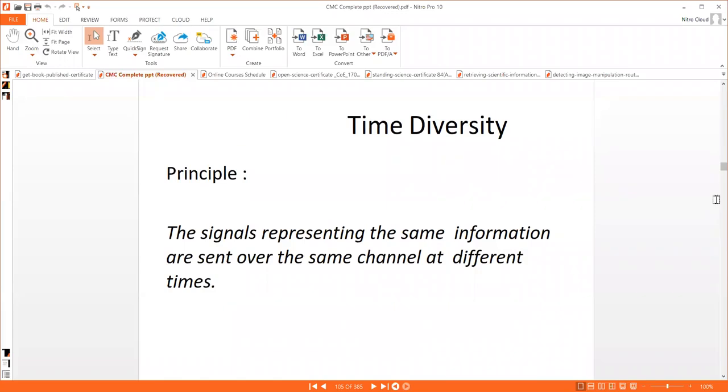Now, moving from frequency to time. Here, the signals representing the same information are sent over the same channel at different times. It is similar to sending through time slots. The simple thing is that the same information is sent over the same channel at different times. We choose different times to send the same information over the same channels in this diversity measure.